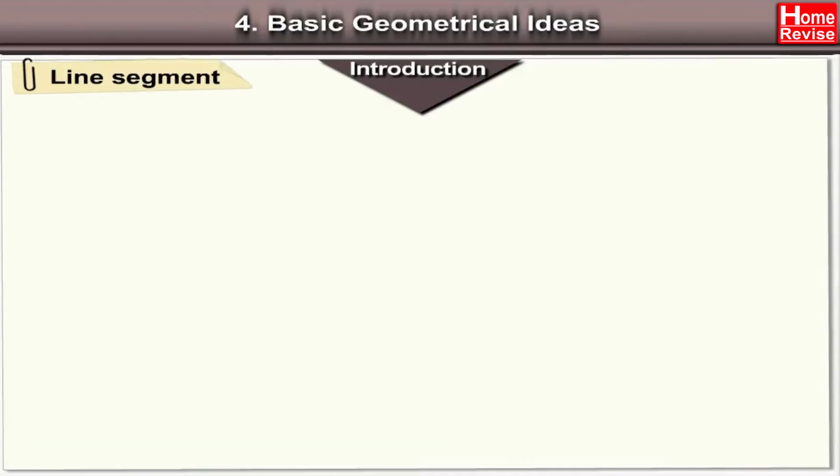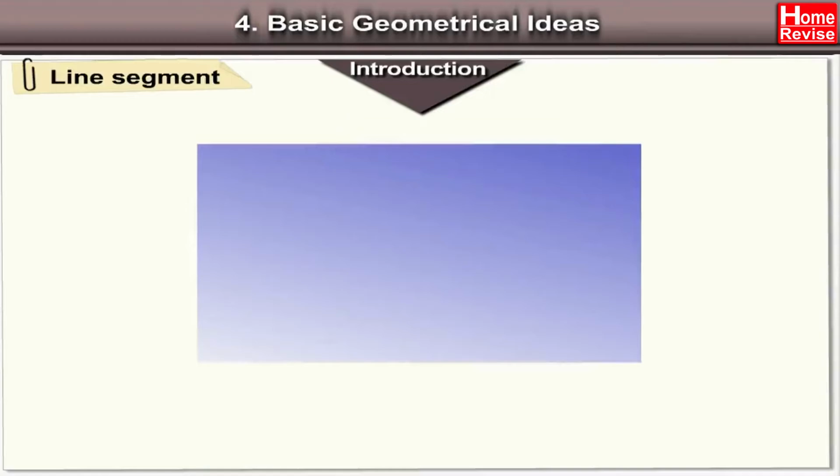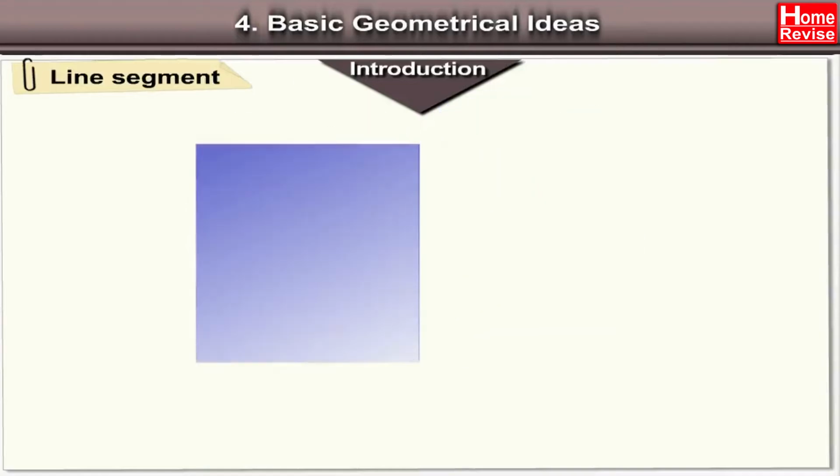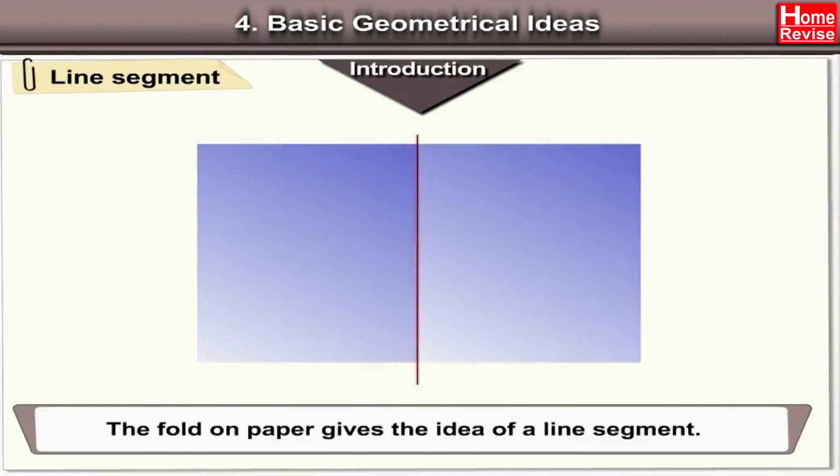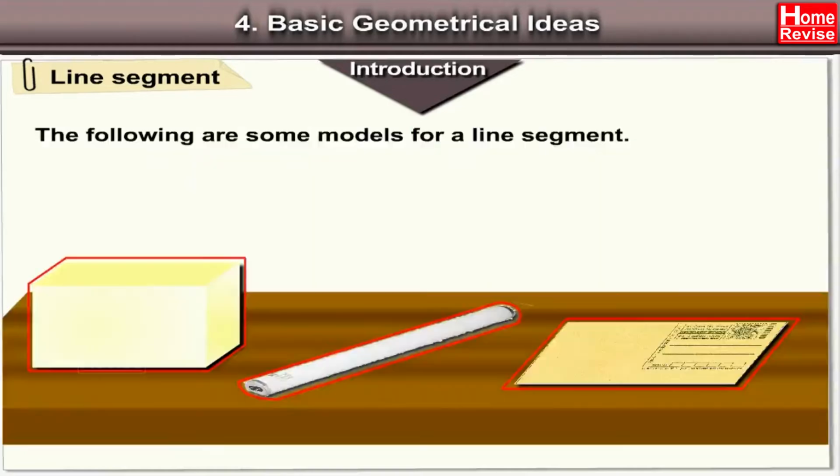Line segment. Take a piece of paper, now fold it, and now unfold it. The fold on the paper gives the idea of a line segment. Following are some of the models of a line segment.